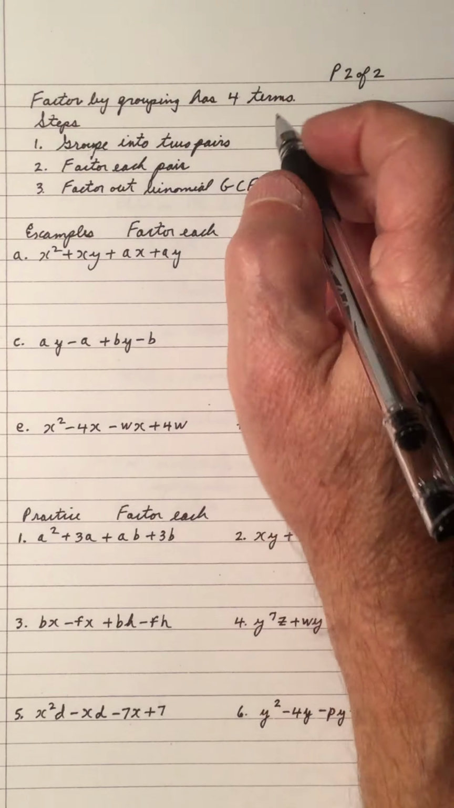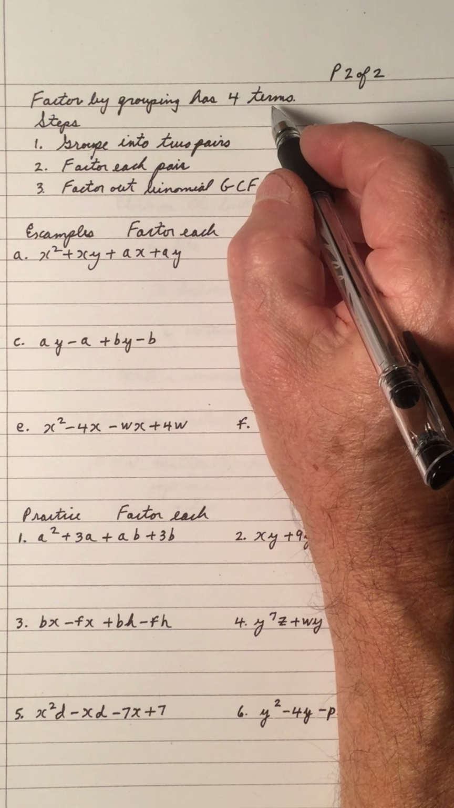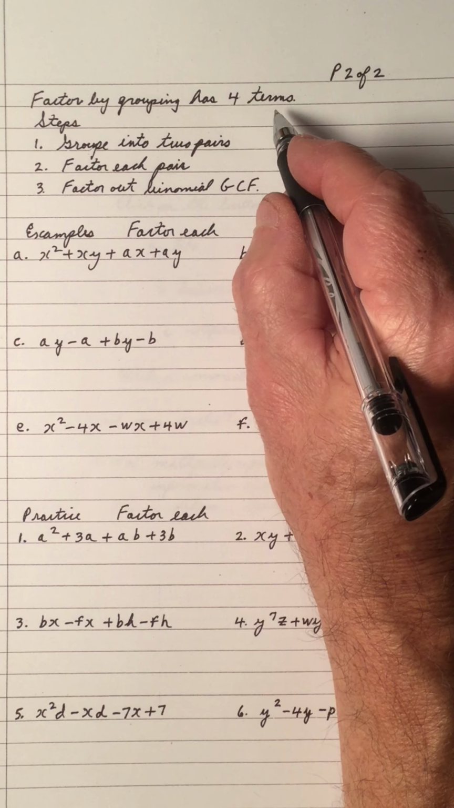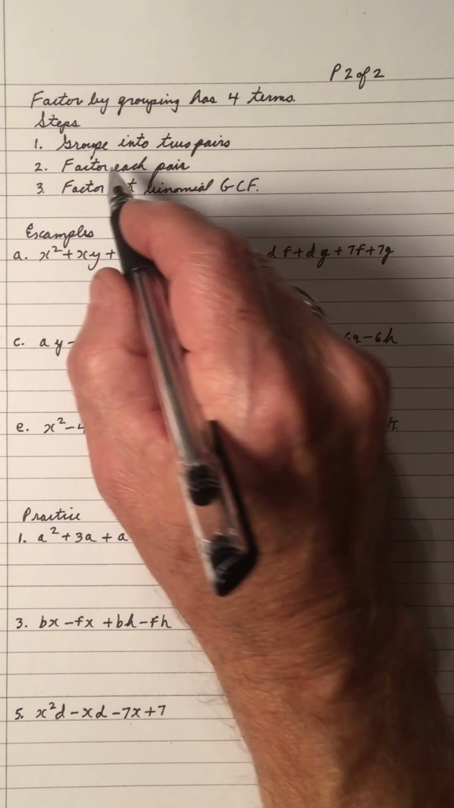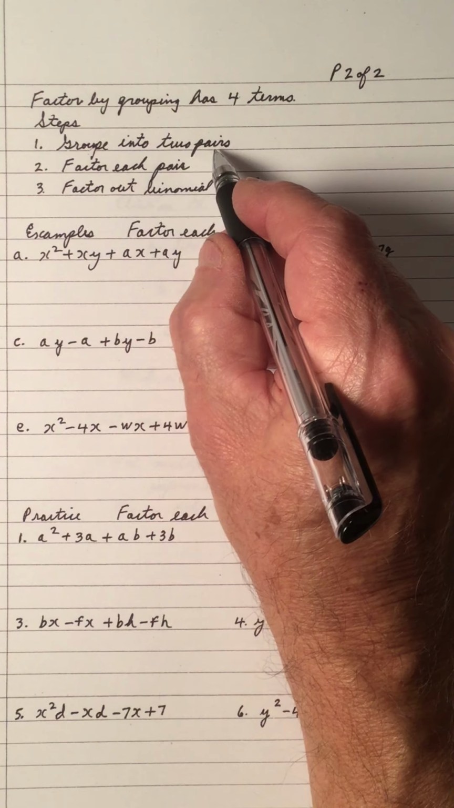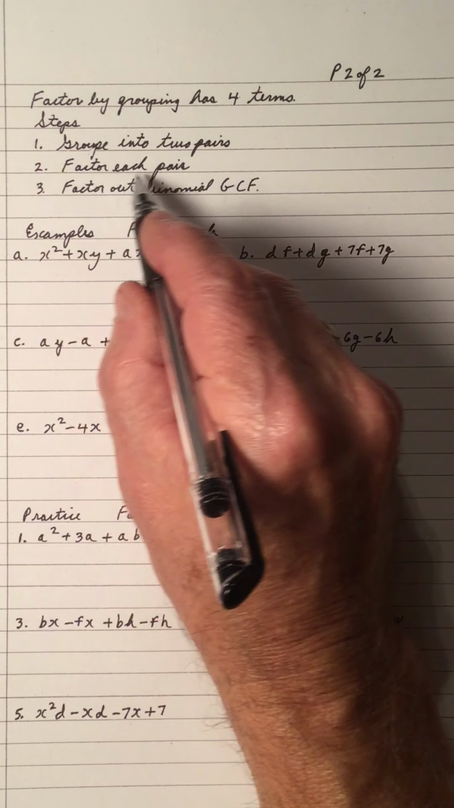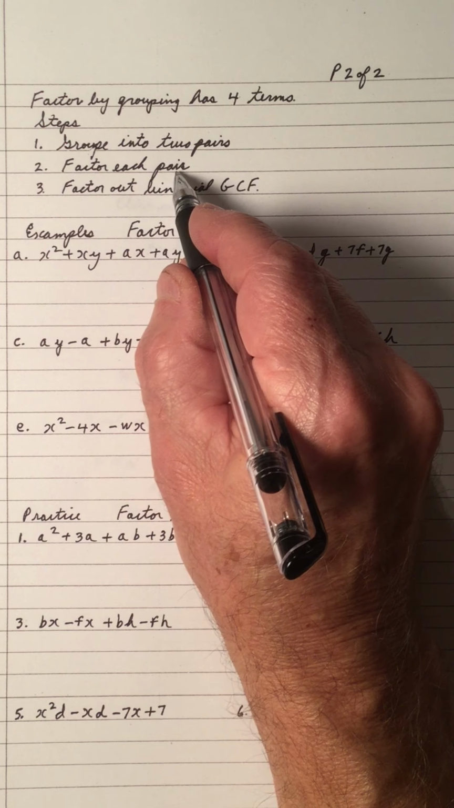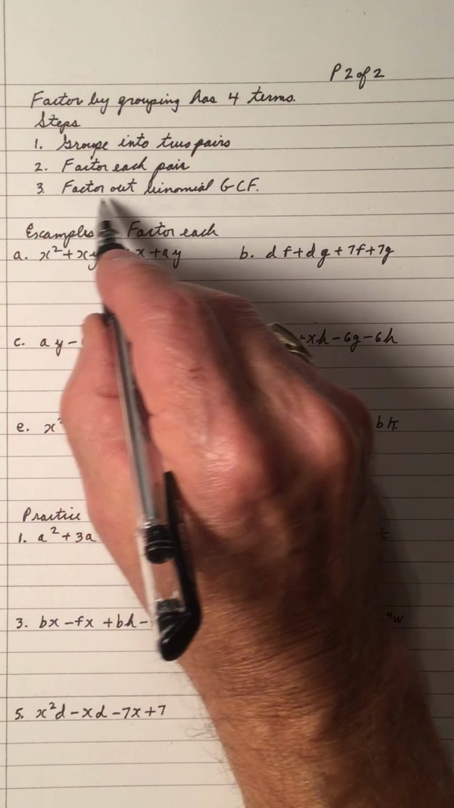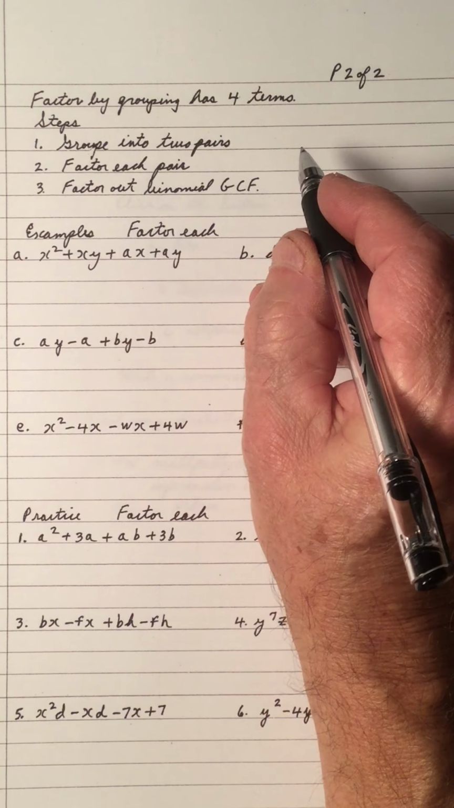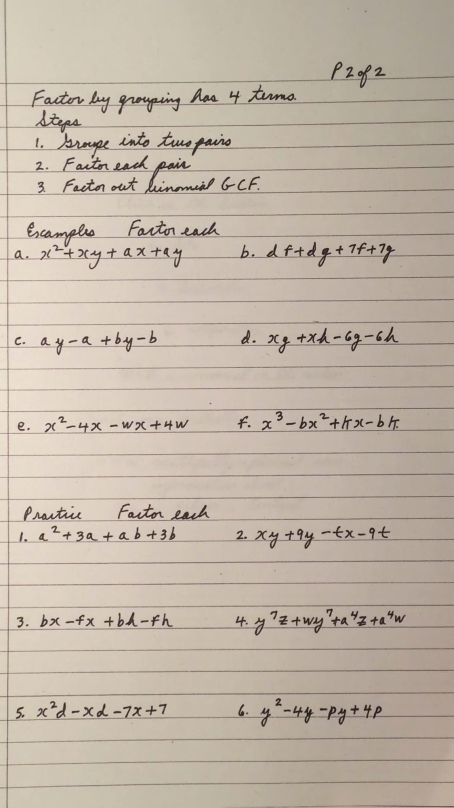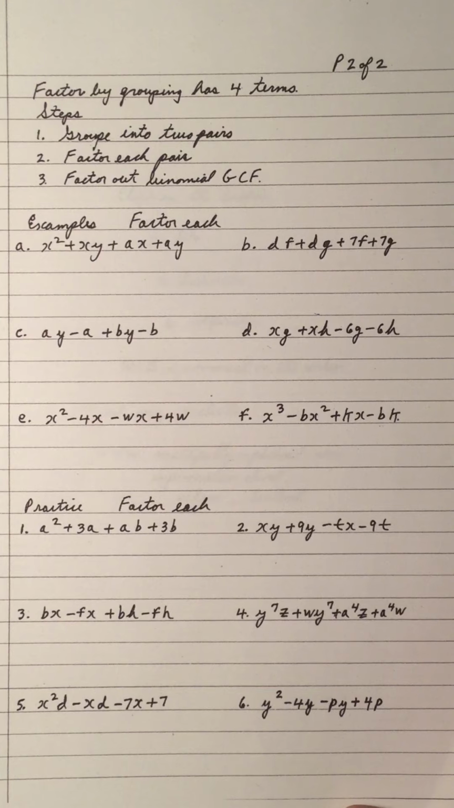Factoring by grouping has 4 terms, and these are the steps that I'm going to follow when I factor these 4 terms. I will group them into 2 pairs. I will factor each pair by removing the monomial GCF, and I'll factor out the binomial GCF. Let's practice some of these. Let me do some examples for you. Here we go.